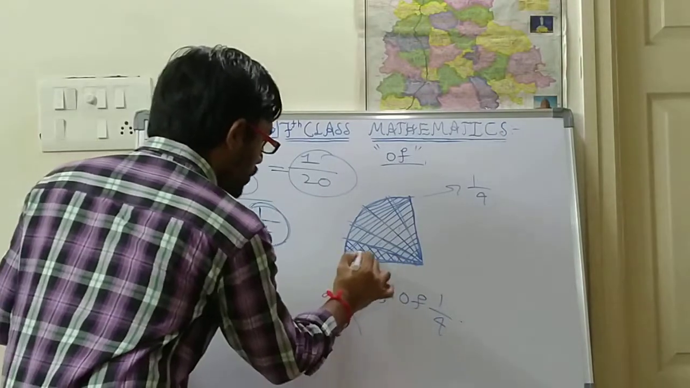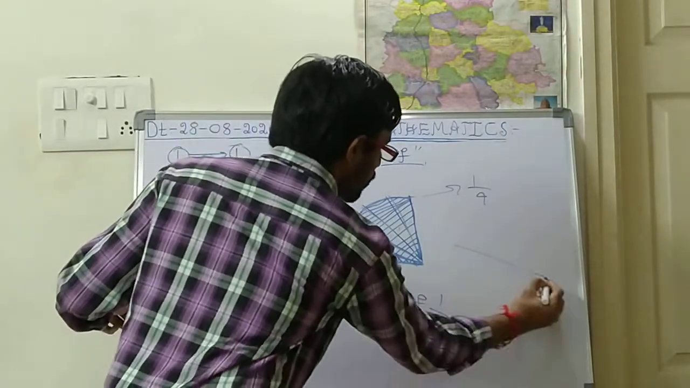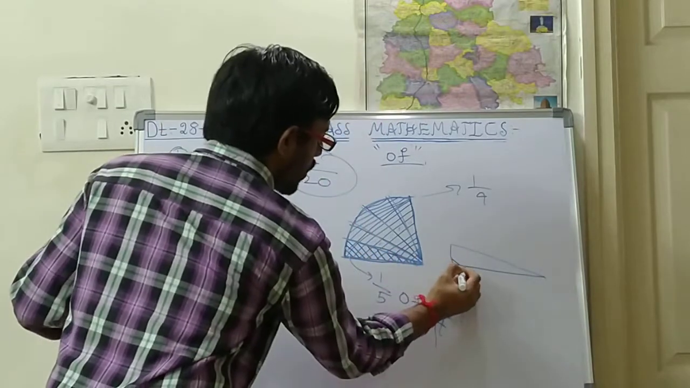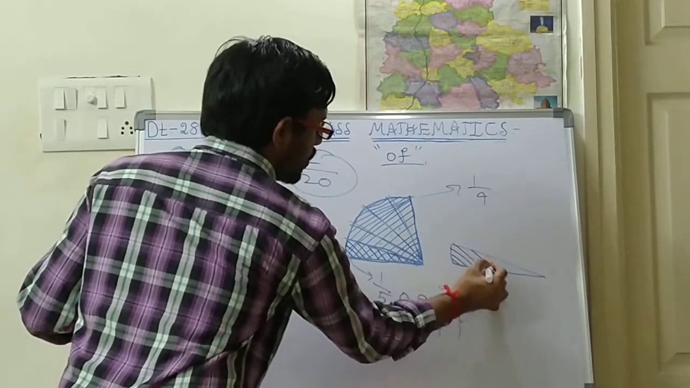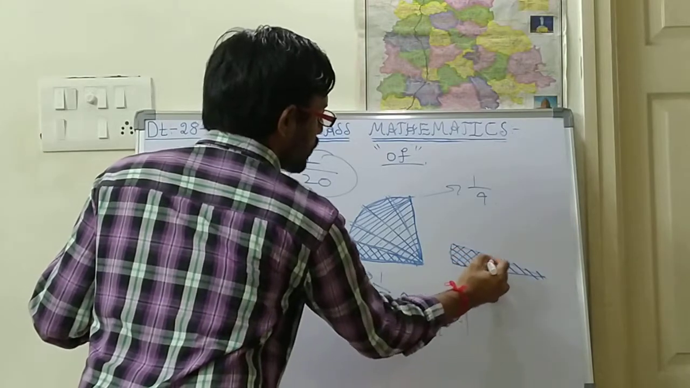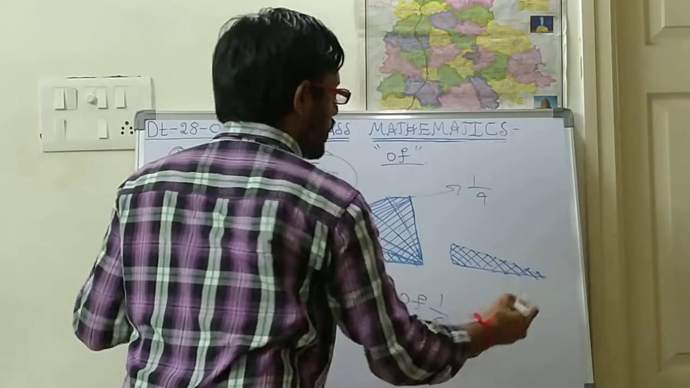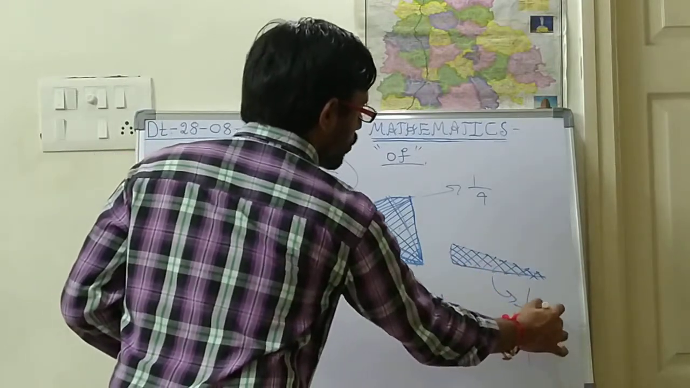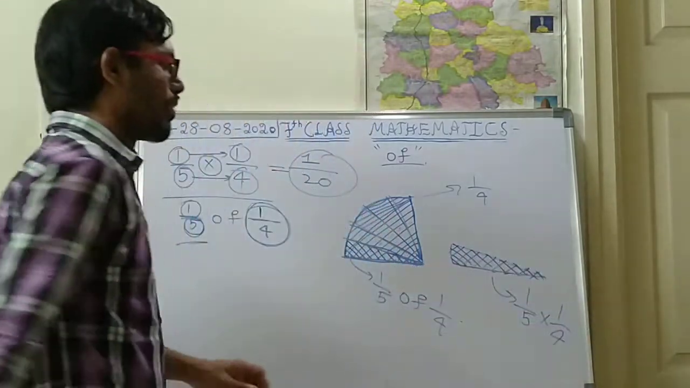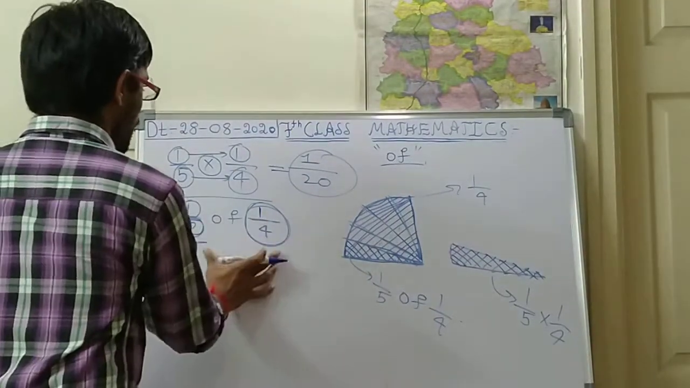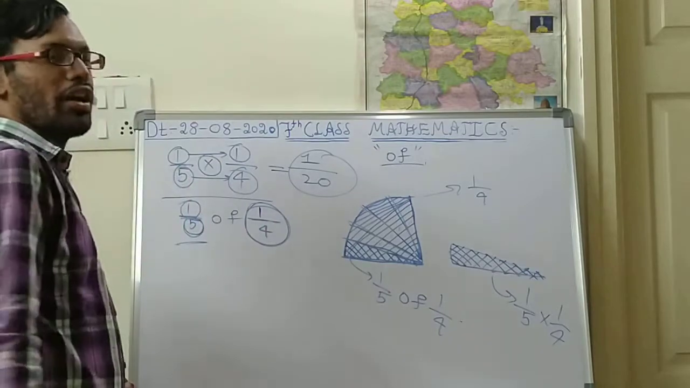So now if you see this part, how is it looking? This is one type of shading and this is another type of shading. So two shadings are there. That means this part will be considered as 1 by 5 into 1 by 4. So 1 by 5 into 1 by 4 is 1 by 20.